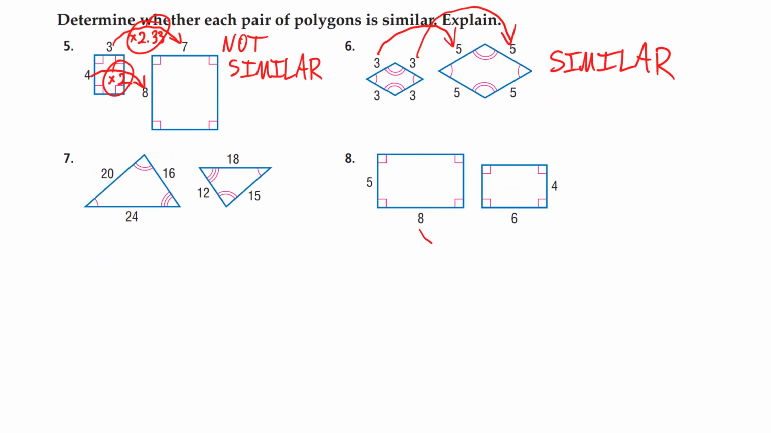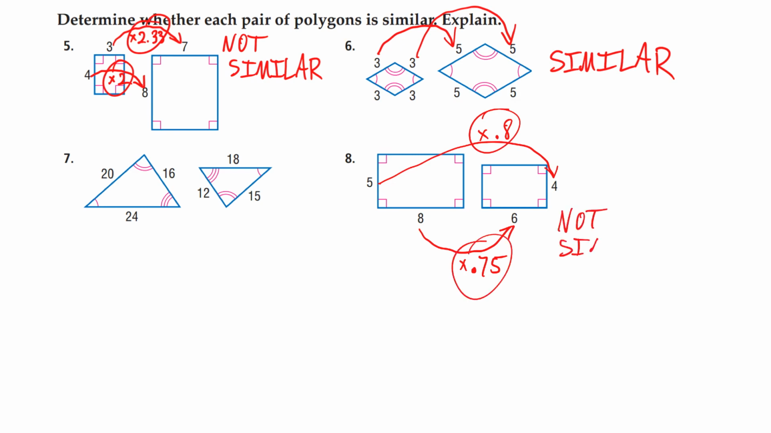Okay, on number 8, from 8 to 6, you have to multiply by 0.75. And to get from 5 to 4, you have to multiply by 0.8. So are you multiplying by a constant scale factor? Nope. Since these two numbers are different, that tells me these are not similar to each other. One dimension is scaling differently than another one, and it's not keeping it proportional.